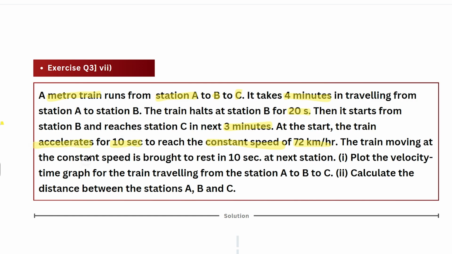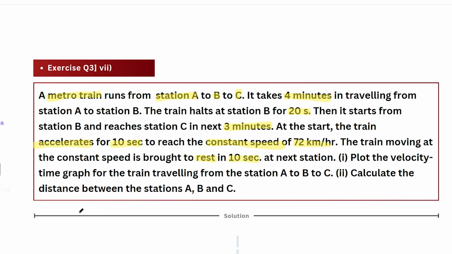Similarly, when our train wants to arrive at the next station, it will change its speed from 72 km per hour to 0 km per hour so that it comes to rest at that particular station. And for this transition also, the time required by the train is 10 seconds.